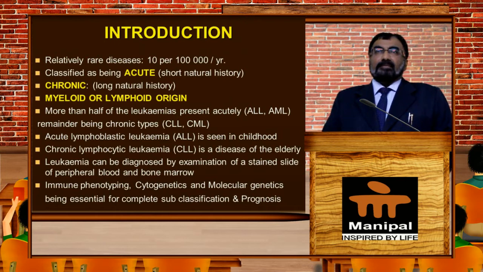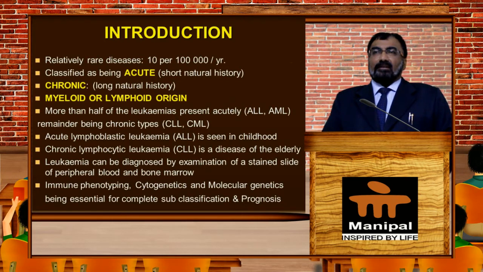If you see the hematological malignancies per se, they are relatively rare diseases compared to other malignancies, around 10 per 100,000 per year. They are classified as acute leukemias, which have a short natural history, and chronic leukemias, which have a long natural history. The other classification is myeloid and lymphoid origin. More than half of the leukemias present acutely, that is acute lymphoid leukemia and acute myeloid leukemia. The remainder are chronic types, that is chronic lymphoid leukemia and chronic myeloid leukemia.